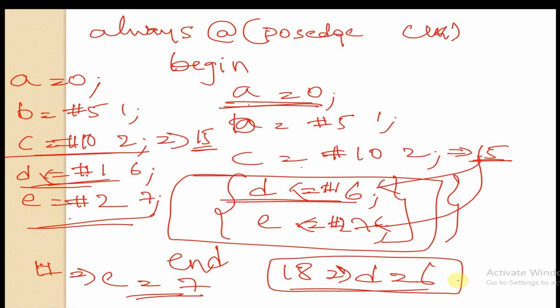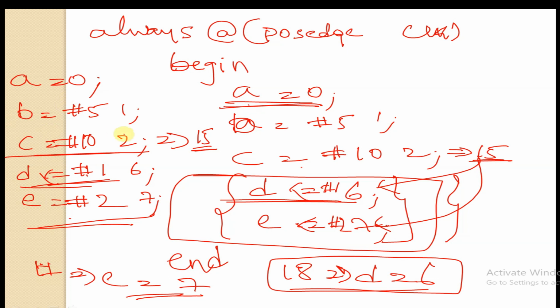So is this clear? So first blocking statements will get evaluated, then after non-blocking will get evaluated. So is it clear? Explain once more again.